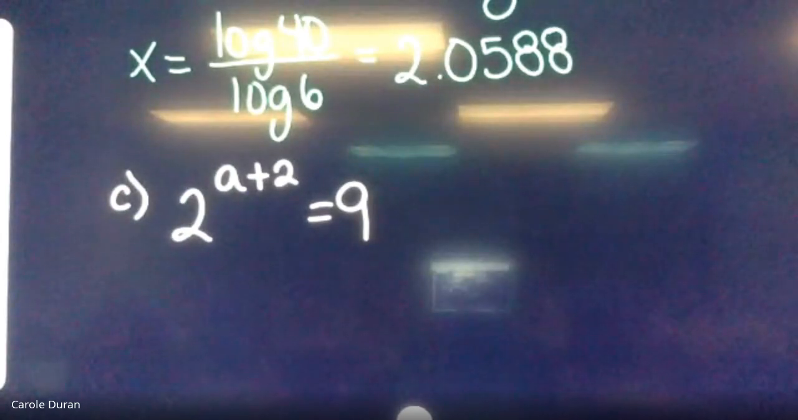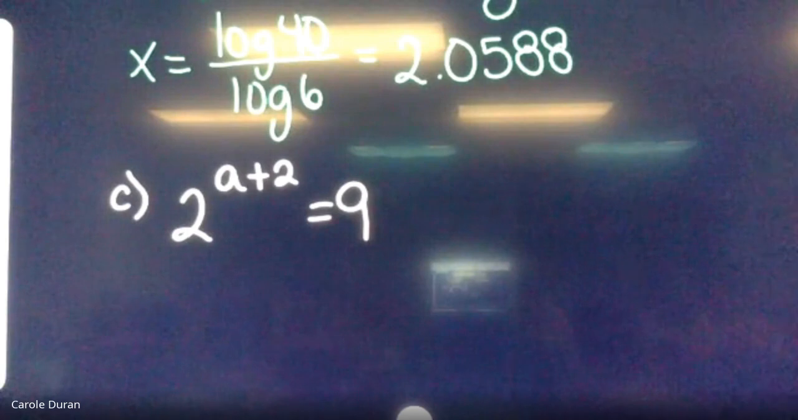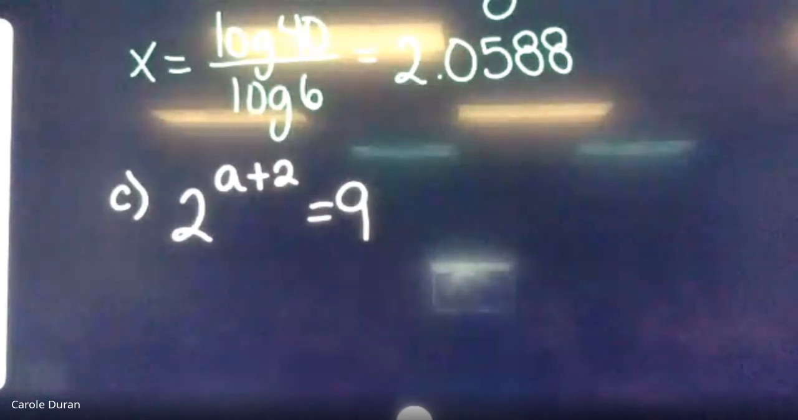2 to the a plus 2 power equals 19. We're going to solve this the same way we did before. We're just going to have an extra step. So what's the first thing I'm going to do since my variable's in the exponent? What's the first thing I'm going to do to solve this?